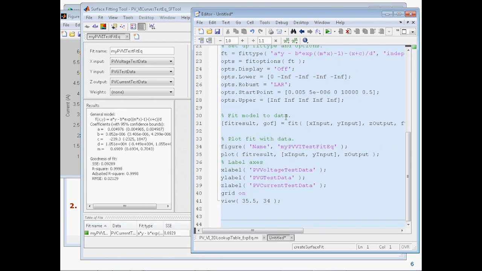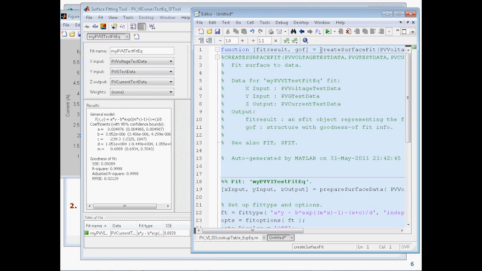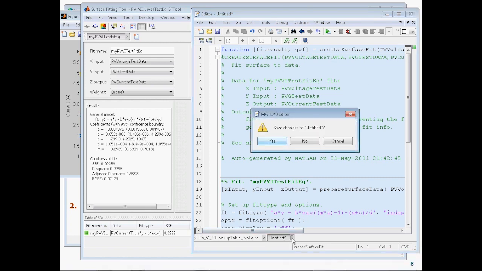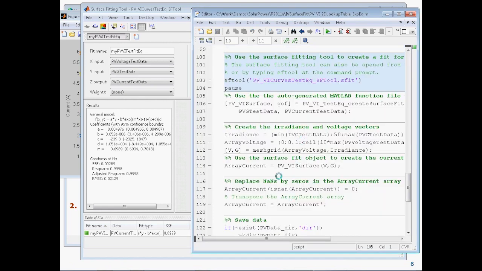So this has created a default function called create surface fit. I can just save it and make it part of my collection. So next time if I have a new data set, I can bring it in and run it through this function instead of having to do the interactive clicking and pointing. So I'm not going to use this. What I'm going to do is use my own function here. It's called PVV test create. I did the same operation and I created my own function.